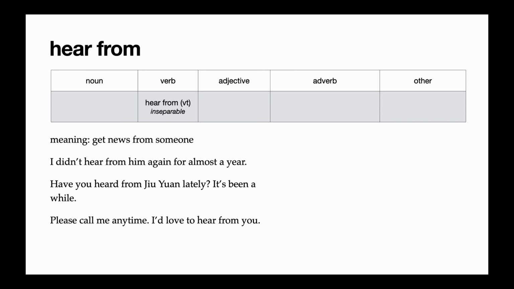The second example says, have you heard from Ju Yan lately? It's been a while. And in the last example, please call me anytime. I'd love to hear from you. That's something we say all the time. I'd love to hear from you. It would be great to hear from you. That means I enjoy getting to talk to you or hearing updates from you.